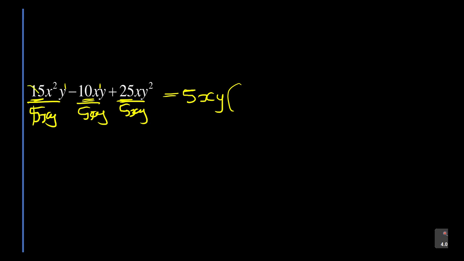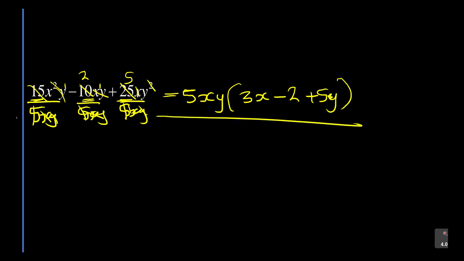When I'm canceling this, what am I getting? I'm getting 3 there. The x is gone. And I mean, the x, there are 2 there. 1 will remain. And the y is gone. Minus, for 10, it will be a 2 there. And then xy is gone. So it's just 2. And then 25, 5 into 25 is 5. And then x is gone. Y, there are 2 on top. Only 1 will remain. So plus 5y. So you get that. It's not difficult at all.